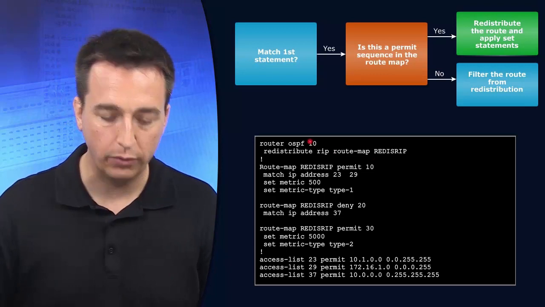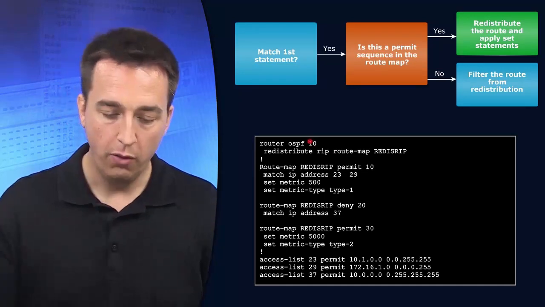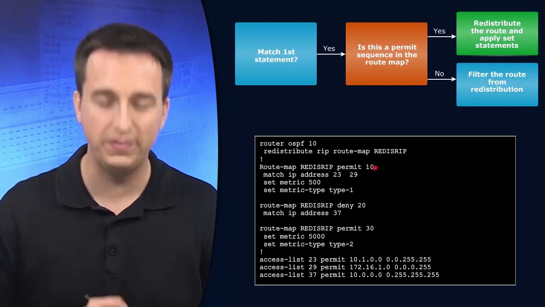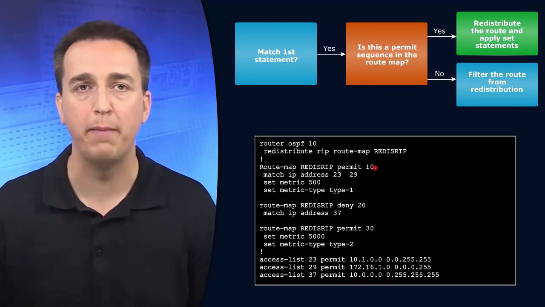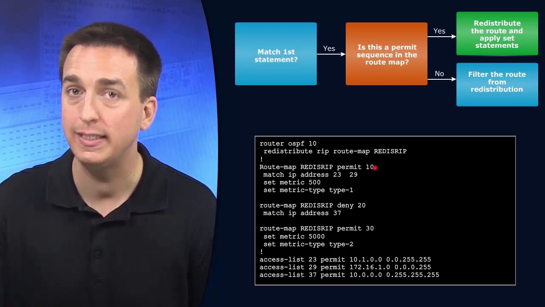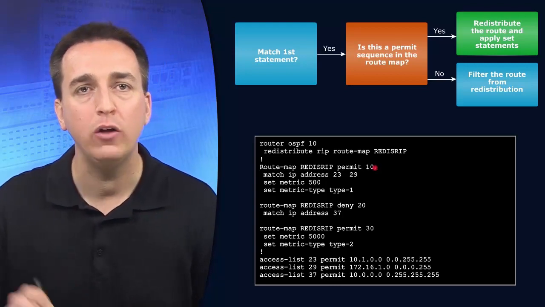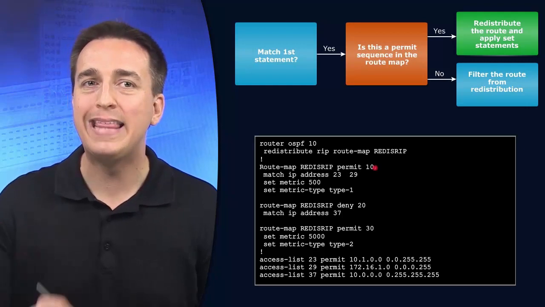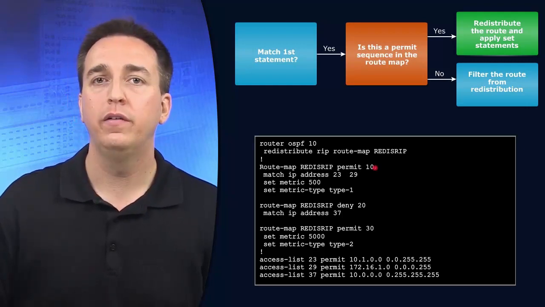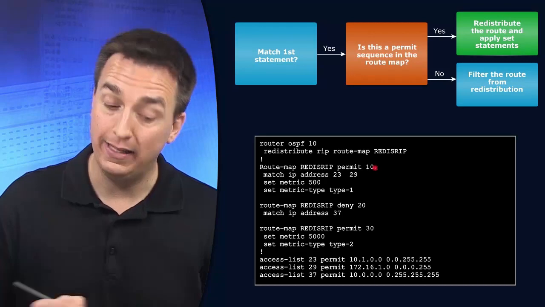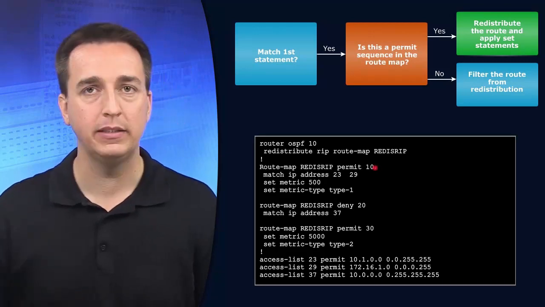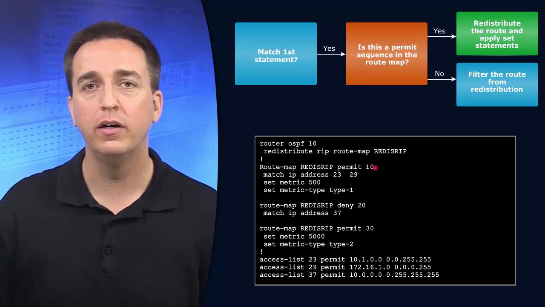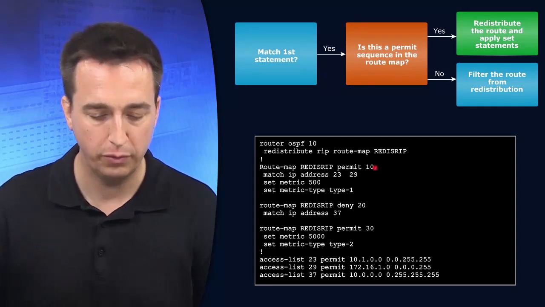So what is the route map comprised of? Well, first of all, we can see here that we have the very first sequence number of 10 for that particular route map. It is a permit sequence, which means we will be performing redistribution on those routes that match the match criteria. And in addition to that, I see some set statements that are going to modify the default behavior of those routes that are being redistributed.